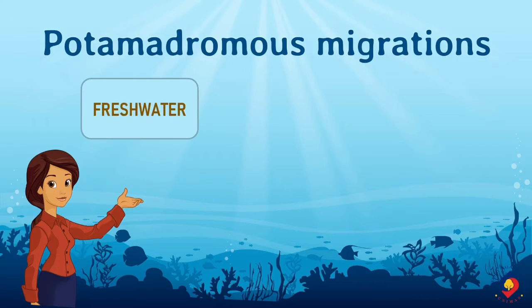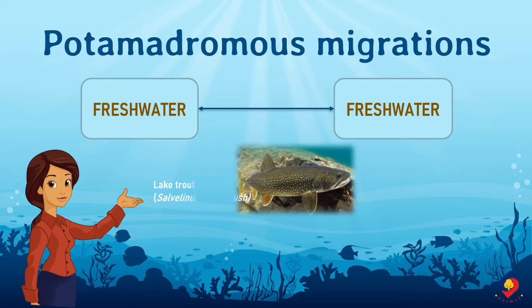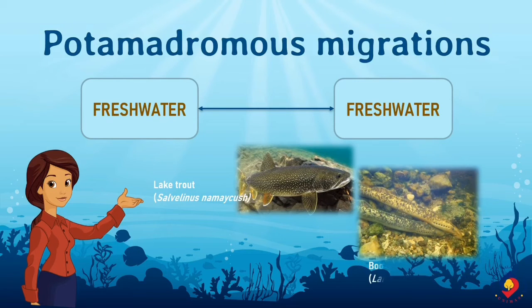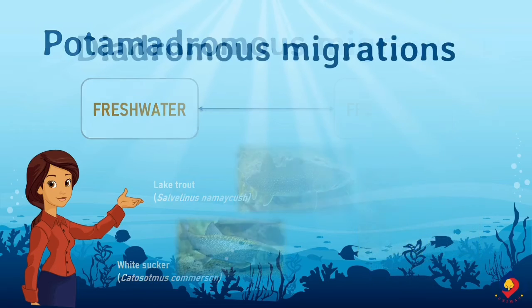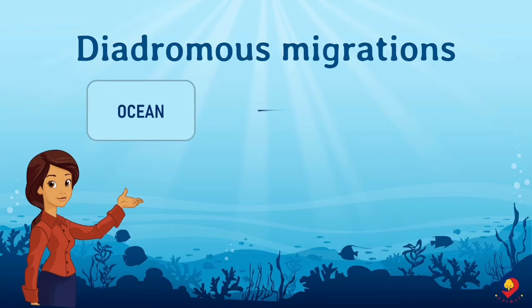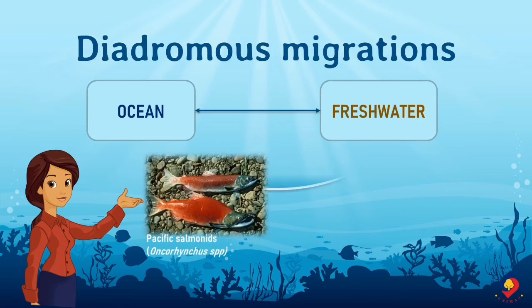Potamodromous migrations occur entirely within freshwater, for example, lake trout that occur solely in lakes, brook lampreys in rivers and streams, or migrations that can span both lake and fluvial habitats such as white sucker. The last category is diadromous migration, which crosses the seawater or freshwater boundary, such as Pacific salmonid.